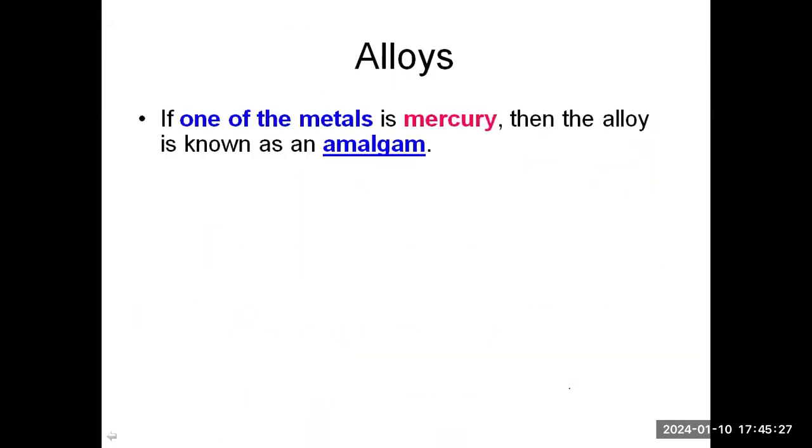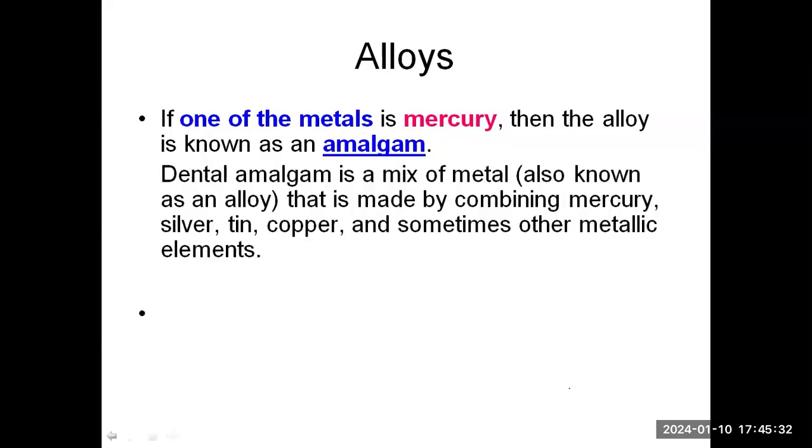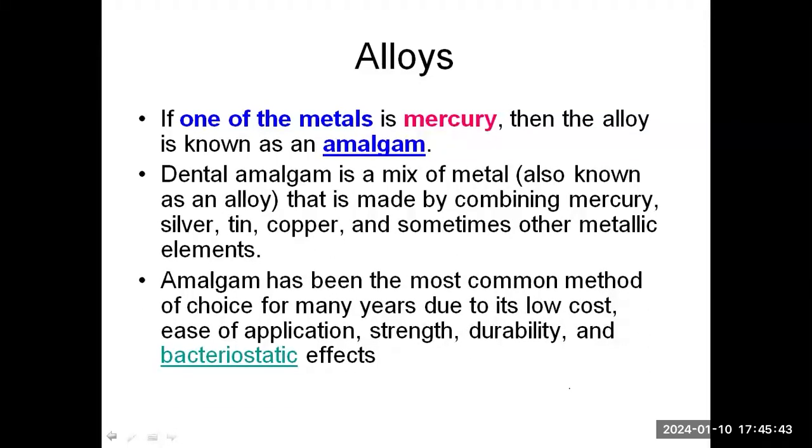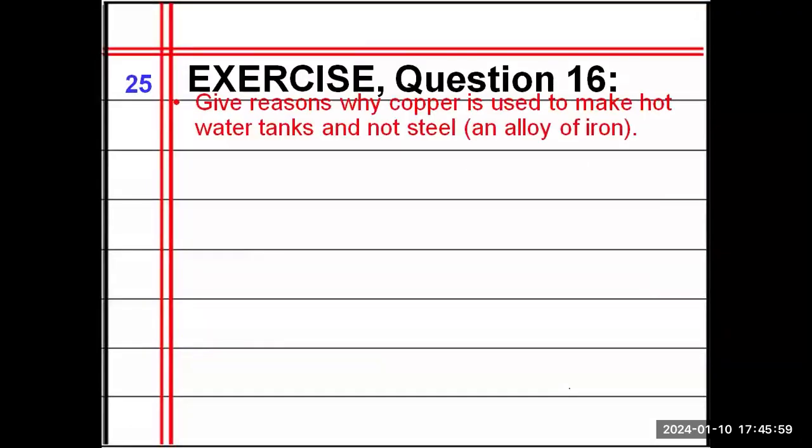Then amalgam is the alloy of mercury, where mercury is used as one of the components. Mostly it is used in dental amalgam to fill the cavities because it is highly bacteriostatic. It will not get infected by bacteria. It is durable and it lasts long and is low cost. So it is suitable to be there in the teeth. So this is about the alloys.